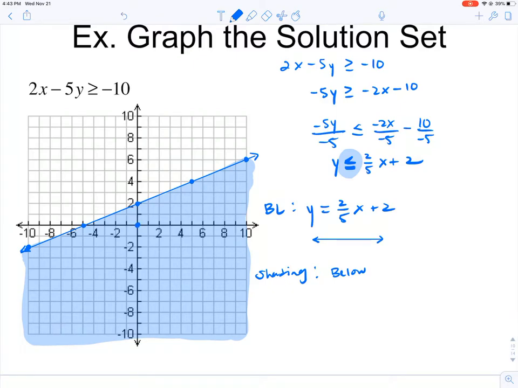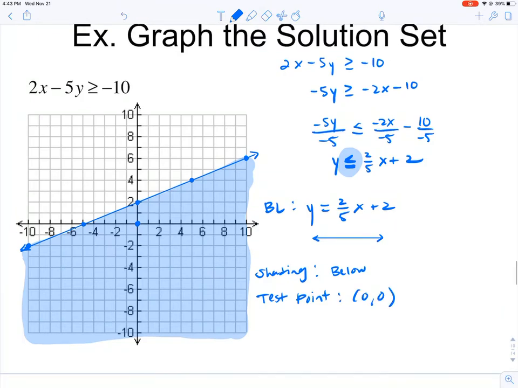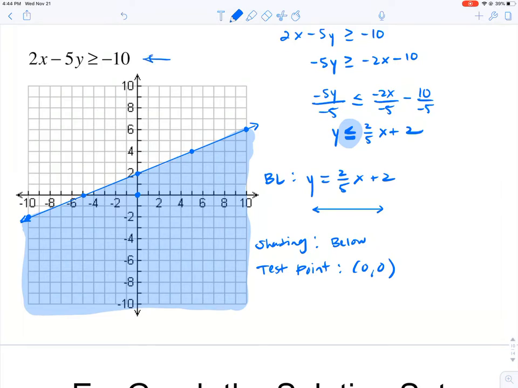And we can check, it looks like (0, 0) is in our shaded region, so I'm going to use (0, 0) as my test point, and I'm going to substitute into the original inequality just to make sure I hopefully didn't make any algebra errors. We get 0 is greater than or equal to -10, which is true, so it looks like we shaded on the correct side.